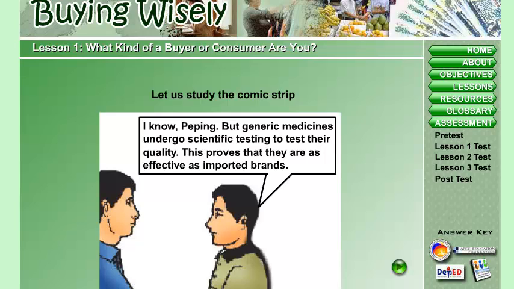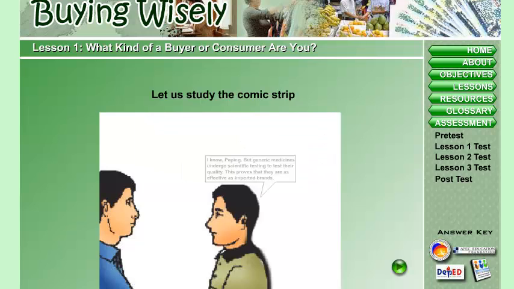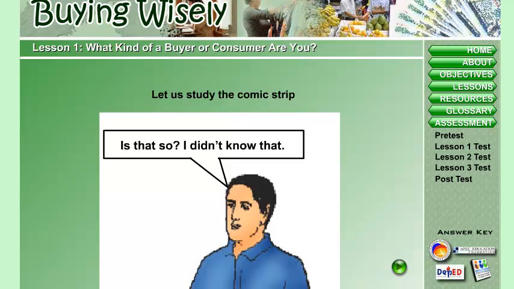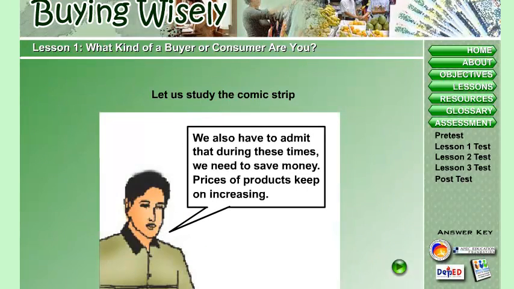I know, Piping, but generic medicines undergo scientific testing to test their quality. This proves that they are as effective as imported brands. Is that so? I didn't know that. We also have to admit that during these times, we need to save money. Prices of products keep on increasing.